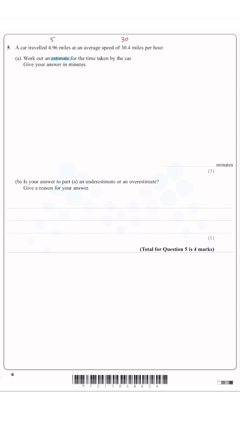Now, because I know my distance, which is 5, and I know my speed, which is 30, I'm going to use a formula which says speed is equal to distance over time. I'm going to rearrange that, and that gives me time is equal to distance divided by speed. So my distance is 5, and I'm dividing by the speed, which is 30. And if I were to cancel out, it gives me 1 over 6. So my time is 1/6 of an hour.